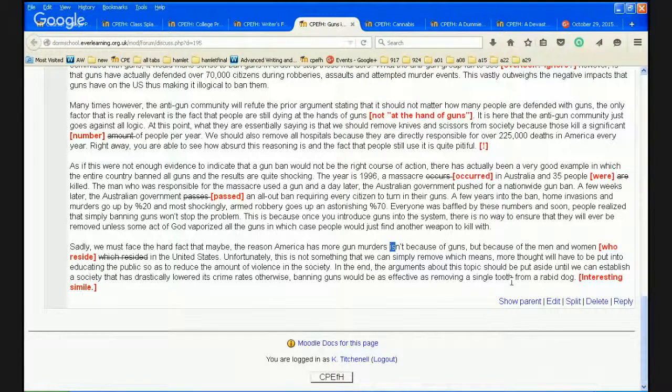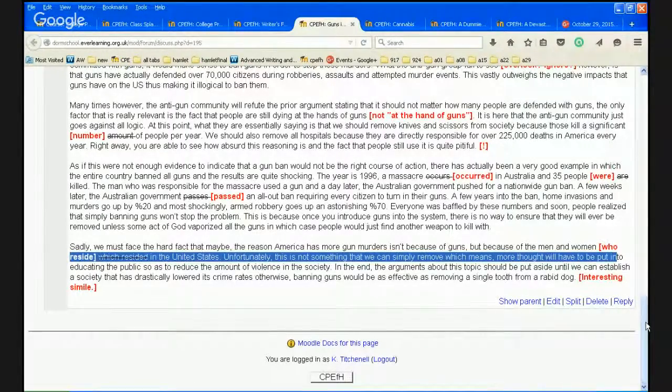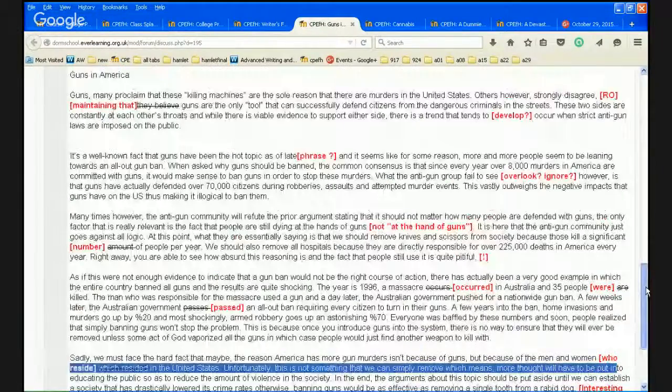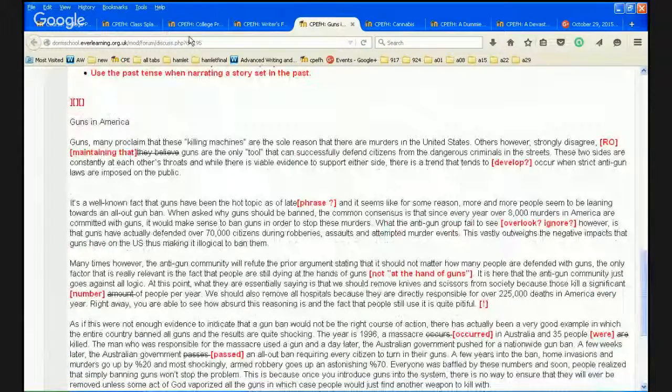And then a single tooth from a rabid dog. Okay, interesting simile. Nicely done. Any questions at all? No, I read some of yours, Andrew. I read, I think, about half of it. Yours was mainly covering the statistics, right? Yeah. Okay.